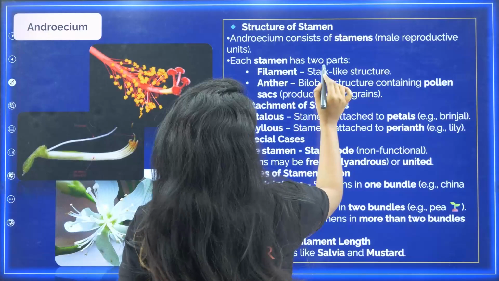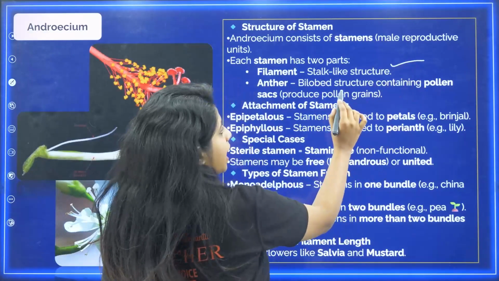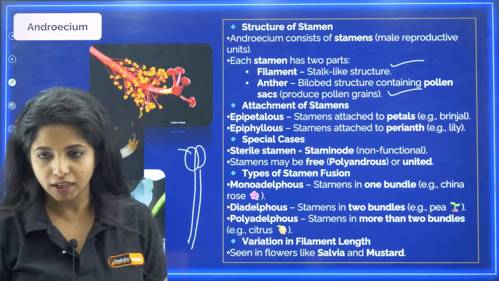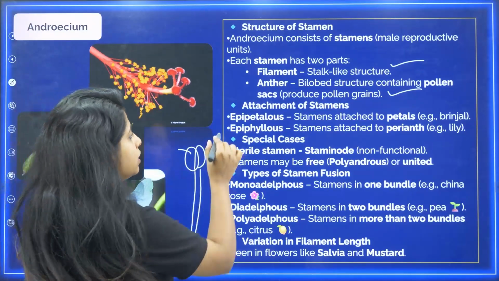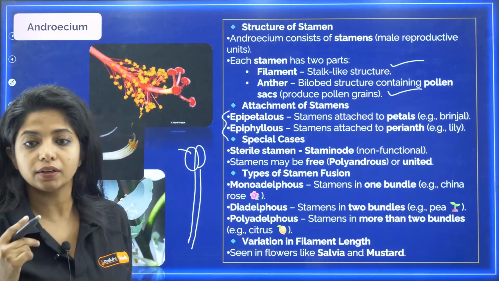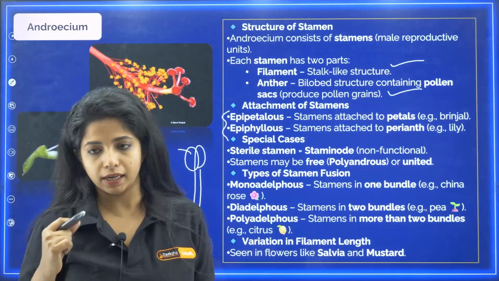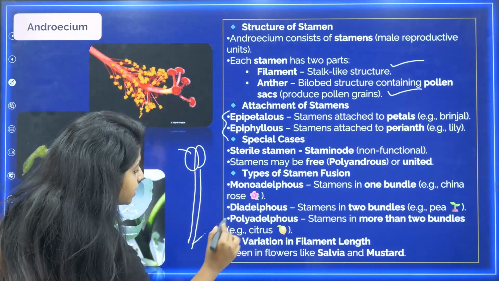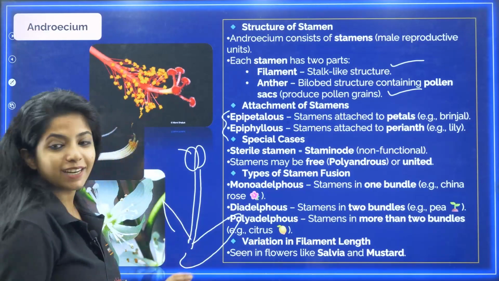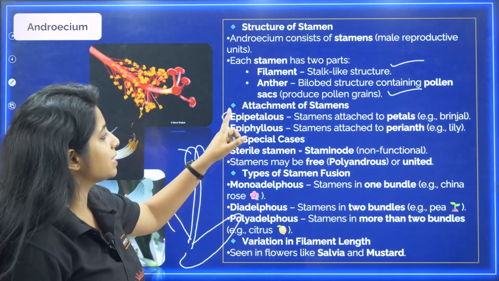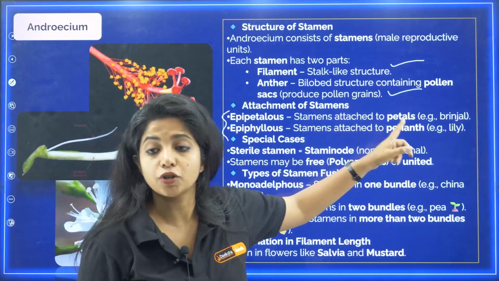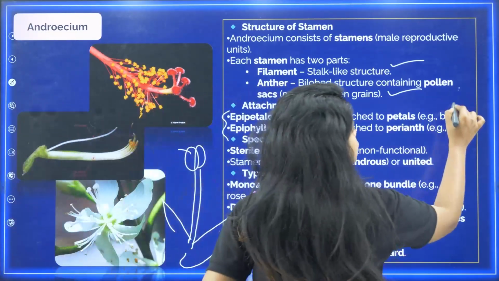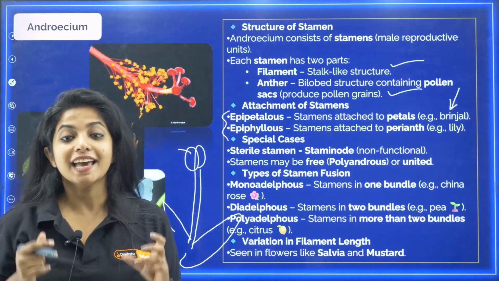So each stamen has two parts: filament, stalk-like structure, and then anther, which is a bilobed structure containing what? The pollen sacs producing what? The pollen grains. Now attachment of stamen, from here it becomes important. The terms are really important, okay? So what do you mean by epipetalous? Epipetalous means the stamen that you see is attached to the petals. It is attached to what? The petal. So I will call this epipetalous condition. When the stamen is attached to the petal, I will call this epipetalous condition. Where do I see it? I see it in brinjal.